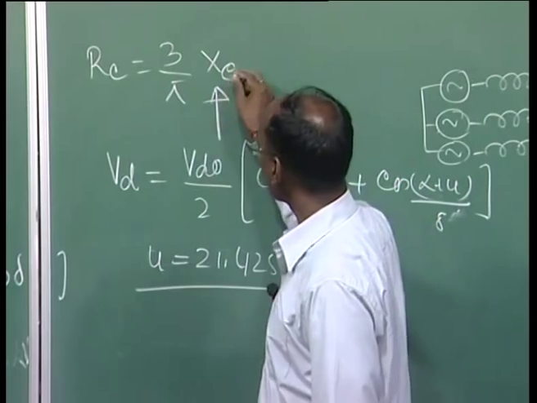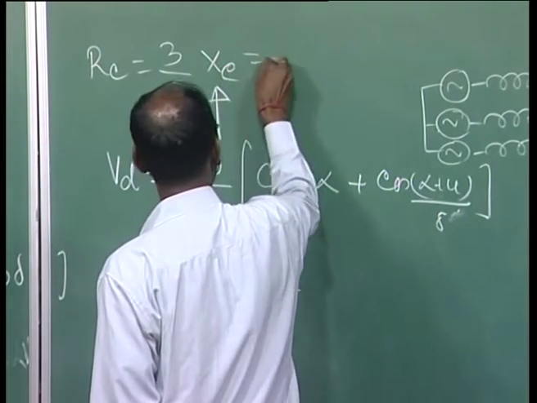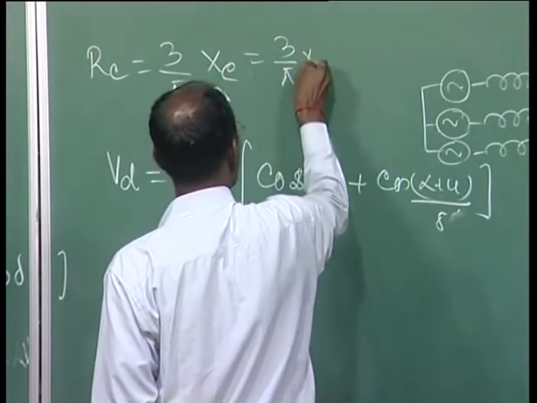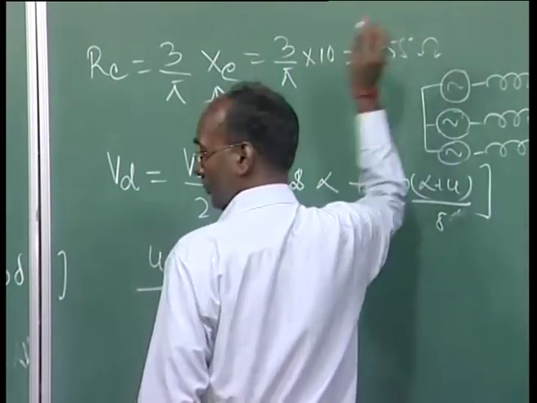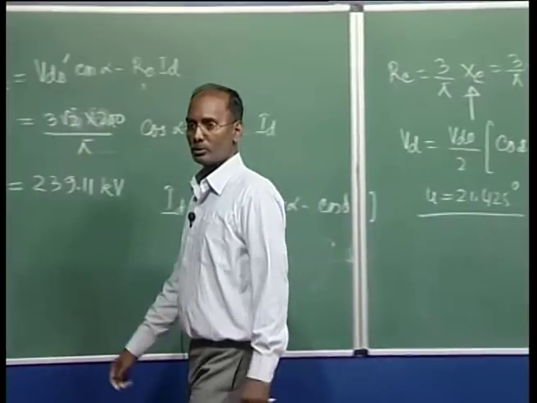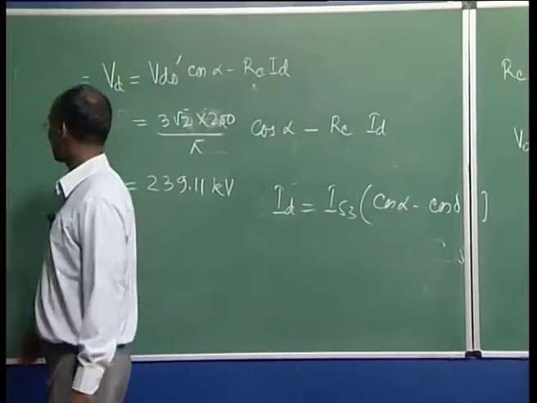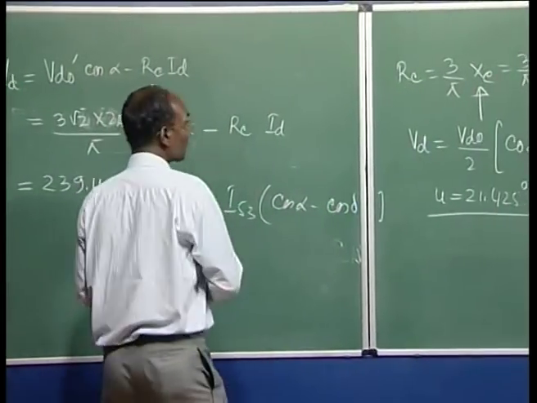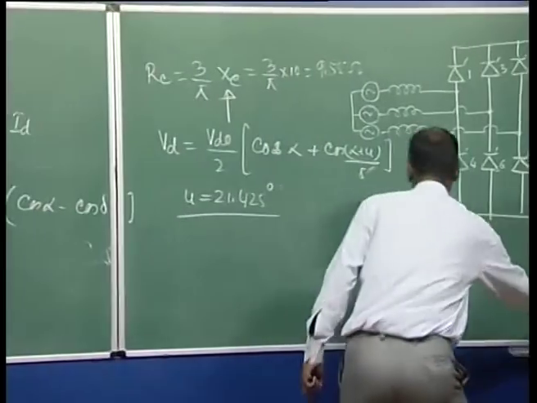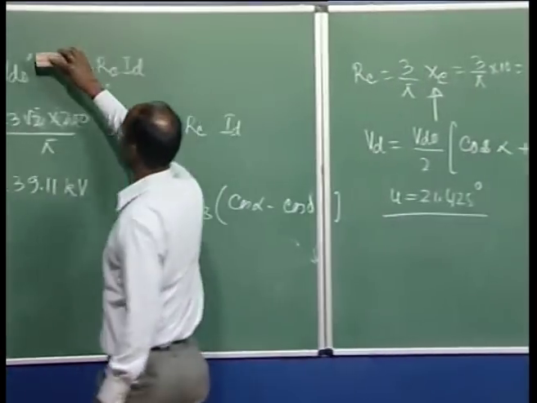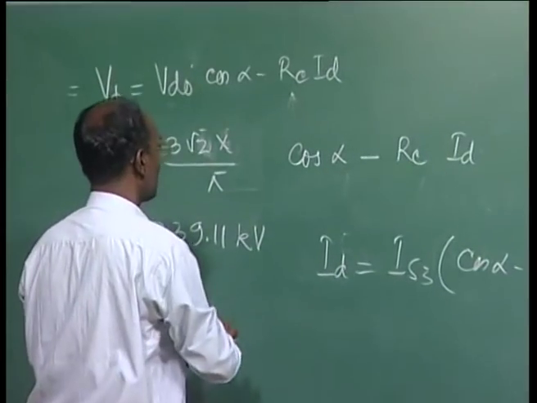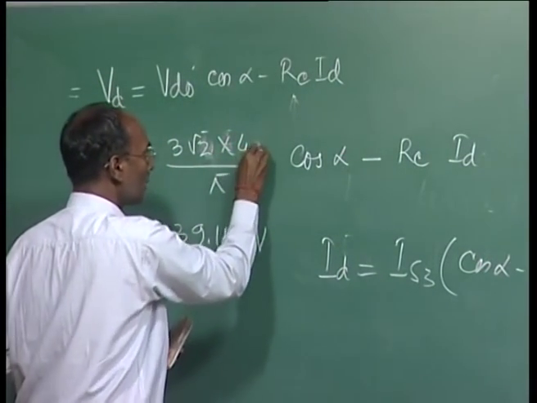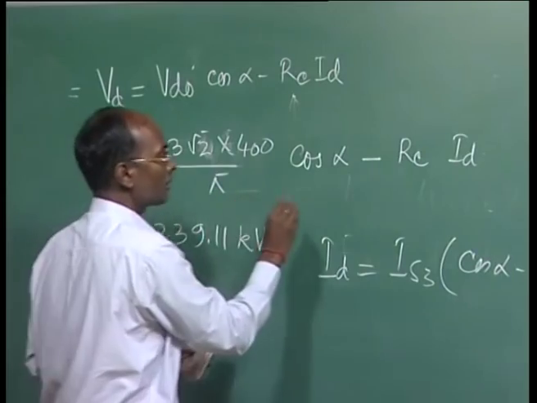So, here this is given to you 10, now we are putting here 3 by pi multiplied by 10, it is coming out 9.55 most probably. So, it is slightly different. Now, if you are going to put this value in this expression, we can see here it is again your voltage is 400 kV, this is the same expression.